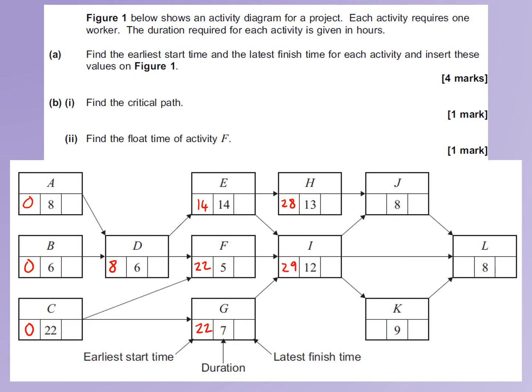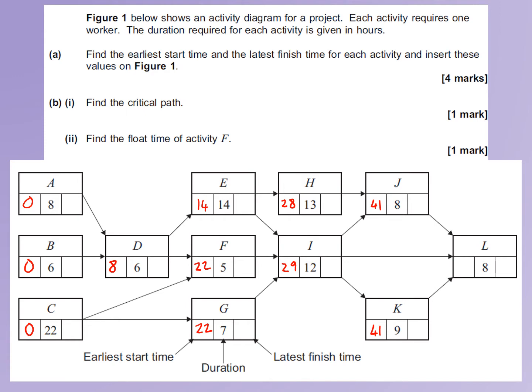J now, we've got two predecessors for J. We've got H giving us 28 plus 13, I giving us 29 plus 12. They both give us a total of 41. If we look at K, K has one predecessor, which is I. If we do 29 plus 12, that gives us 41 for K.